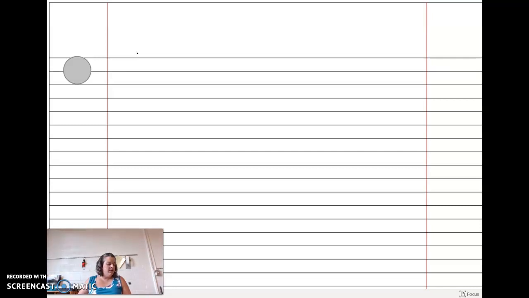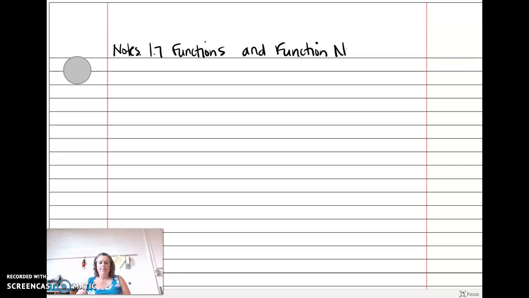All right, so these are your notes on 1.7, functions and function notation. Make sure you put your page number up here, the date, and also put this in your table of contents.